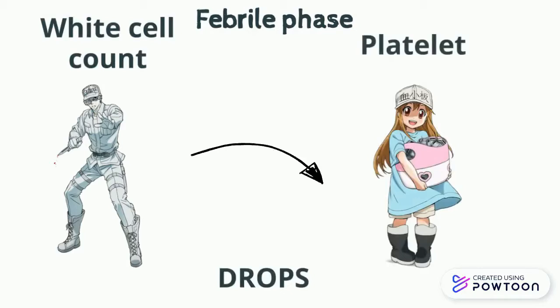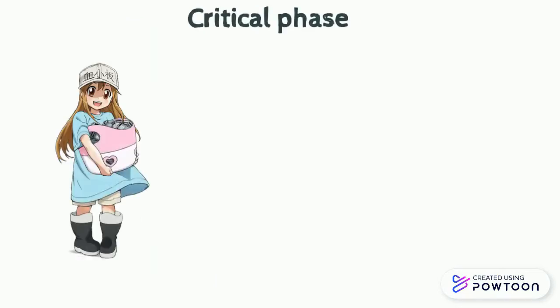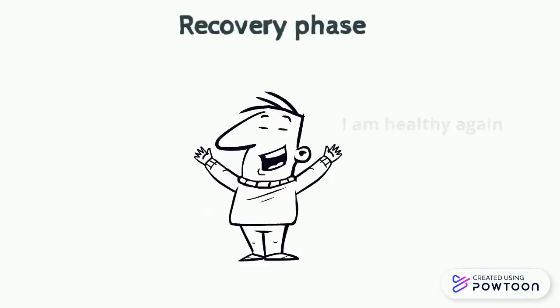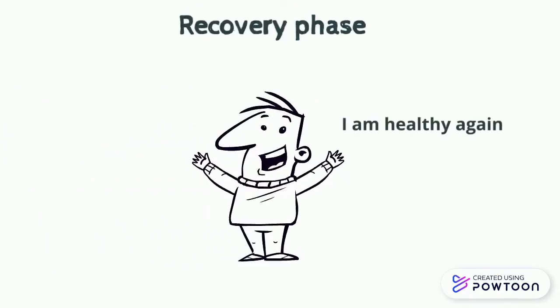Remember, we have discussed before, in the febrile phase, white cell count will decrease rapidly, followed by platelet count as the disease progresses. In the critical phase, platelet is particularly important to look at as it can drop drastically. In the recovery phase, white cell count will normalize, followed by platelet count.